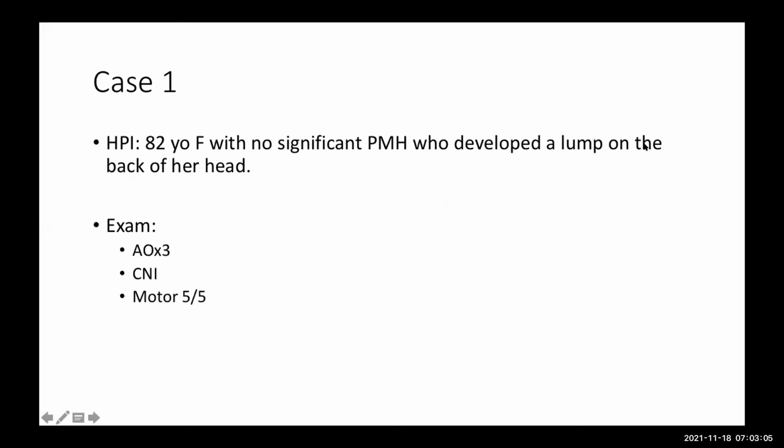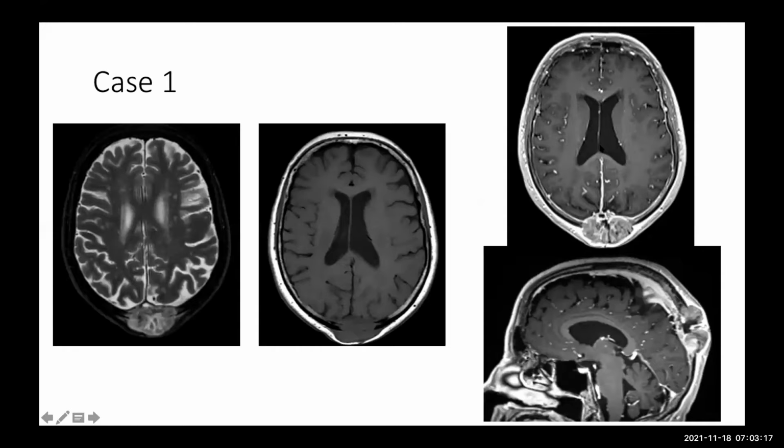All right. First case is an 82-year-old female with no significant past medical history who developed a lump on the back of her head. On exam, she's neurologically intact. This is her imaging. Let's see who's on. Silva. Yep, I'm here. All right. Tell me what you see.